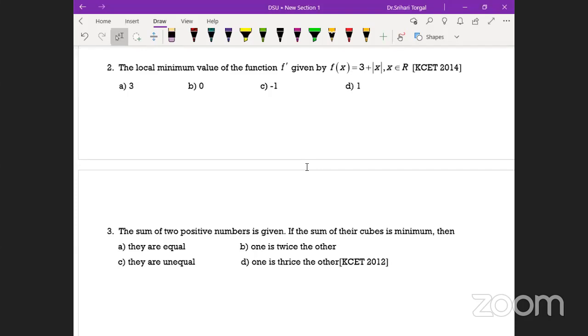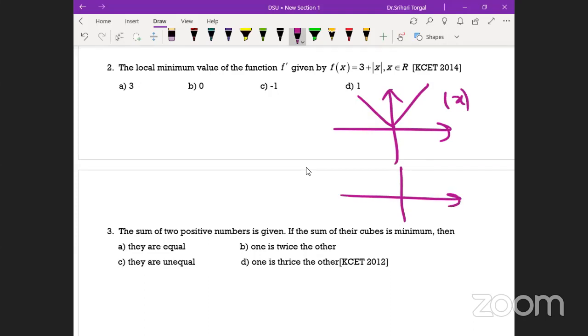The local minimum value of the function f dash, given by f of x equal to 3 plus mod x. What is the minimum value of the function? You should not take the original function. See here, this is the mod x graph, right? And what is the graph of mod x plus 3? 1, 2, 3. This is the graph.